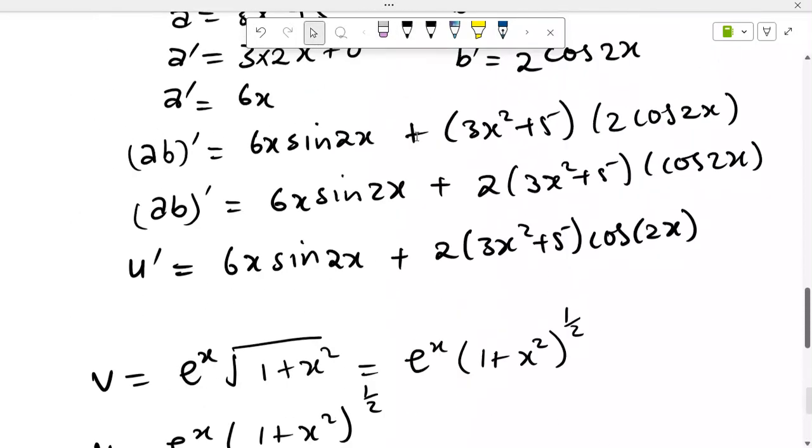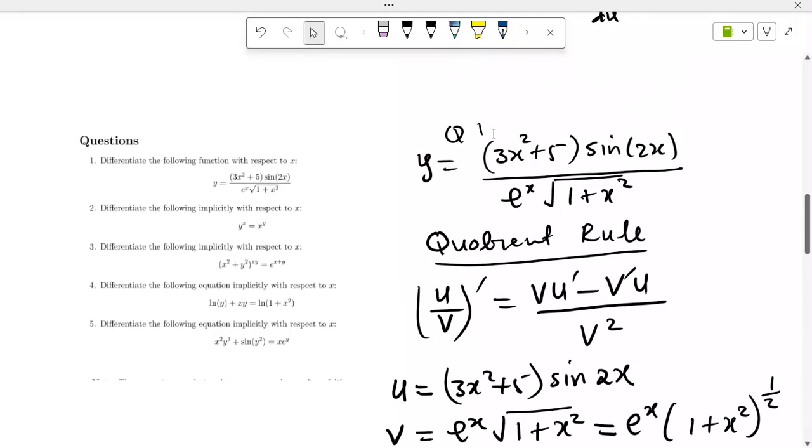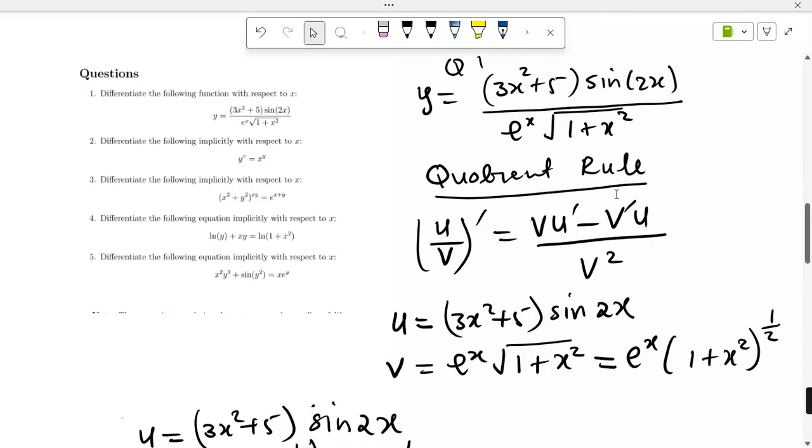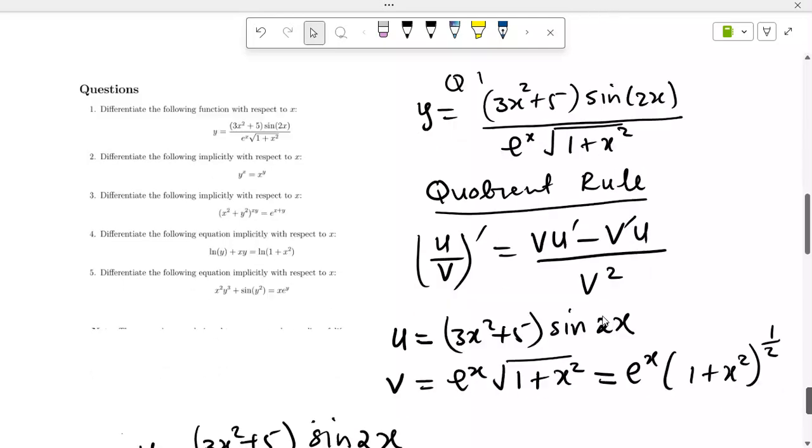So if you follow, we are trying to solve this equation. We set this equal to u and we set this equal to v. For us to find the desired answer, we need to use this equation because we have u over v. So we're getting u prime and v prime. Now we can apply the quotient rule to get the answer.